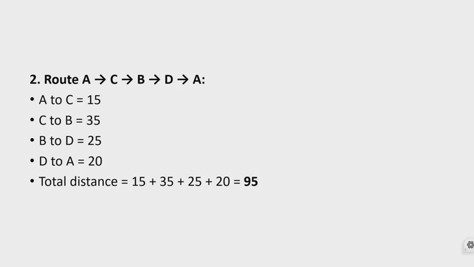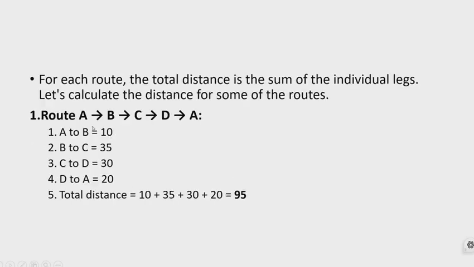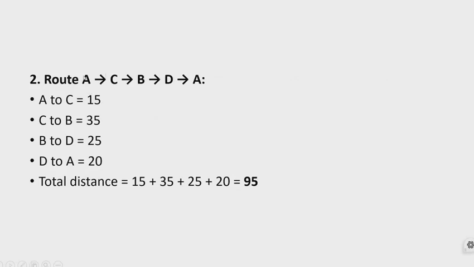We take only the pairs of cities like A to C, C to B, D to A, because each pair gives the shortest path. It is easy to identify with the pair of each city. And this is route 3. There is a third route also. We have checked that the first route is A to B, the second route is A to C, and the third route is A to D.